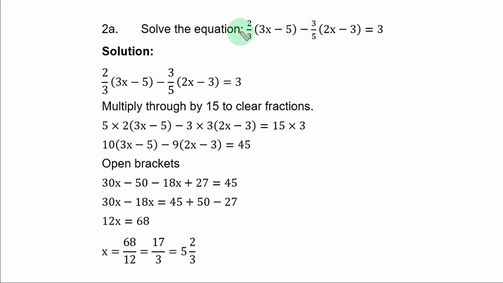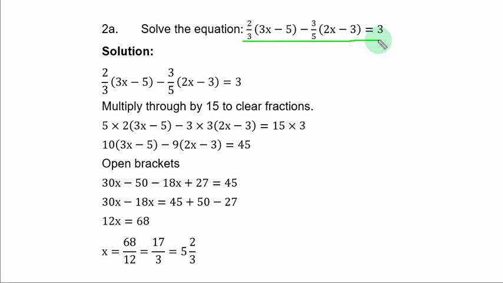Question 2a. Solve the equation 2 over 3 (3s minus 5) minus 3 over 5 (2s minus 3) equal to 3. One of the best approaches I use is always clearing fractions. Once the fractions are cleared, solving becomes very easy.